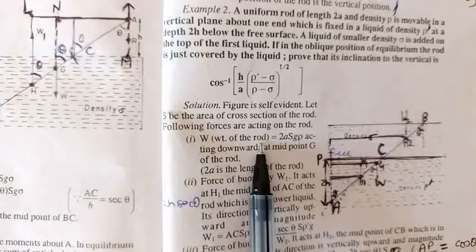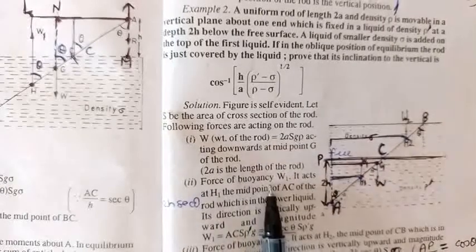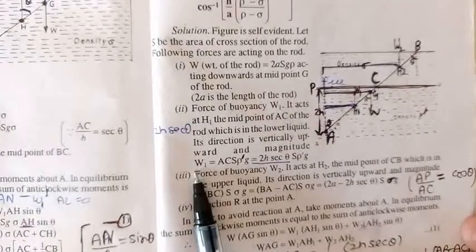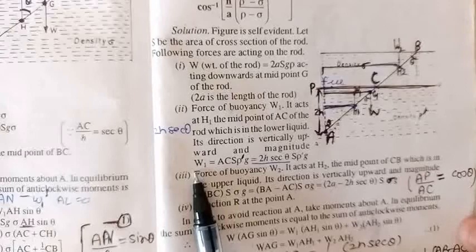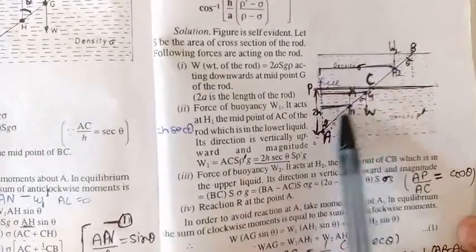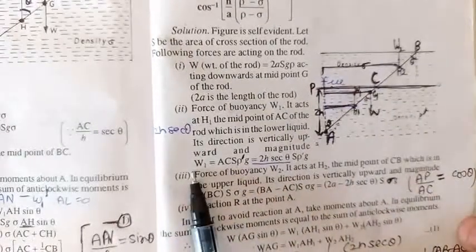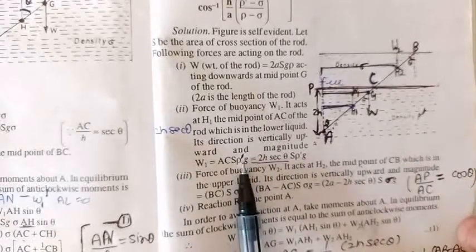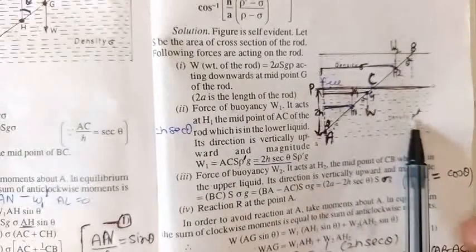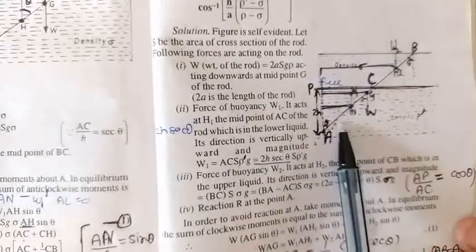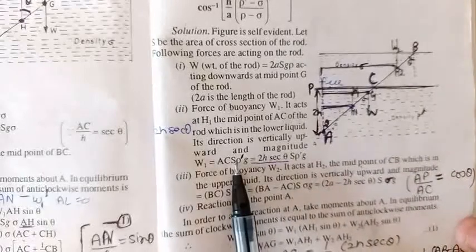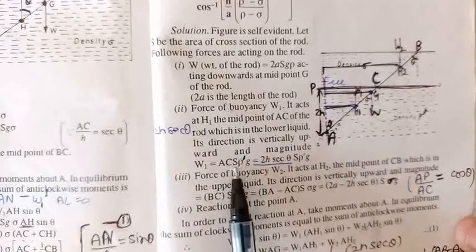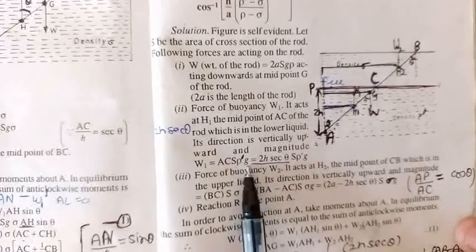Now let us find the force of buoyancy W1. Again using the same formula, W1 is the weight of the liquid displaced due to this length AC. So that will be given by volume into density into g. Density of the liquid here is rho dash. Length is AC. Area of cross section is S. So weight W1 becomes AC into S into rho dash into g.